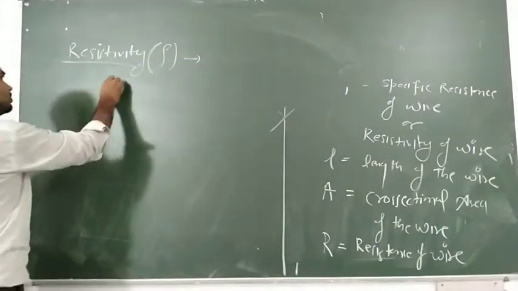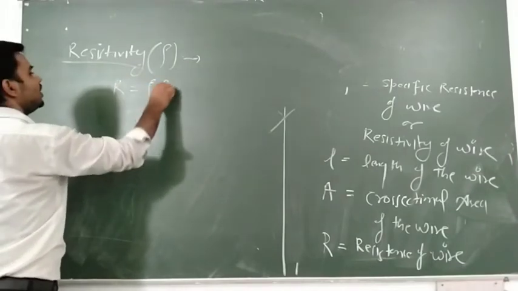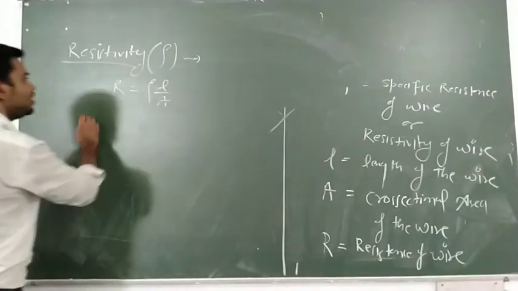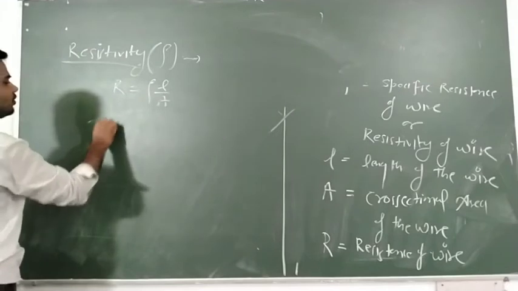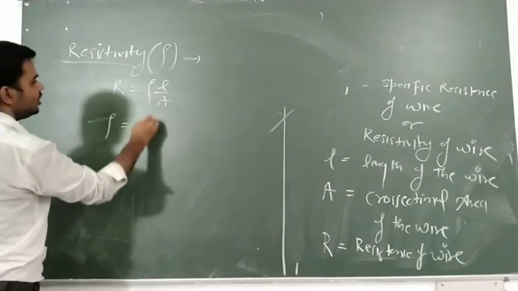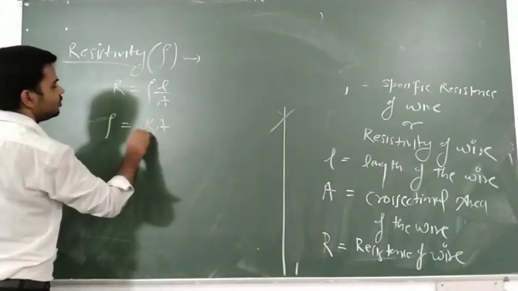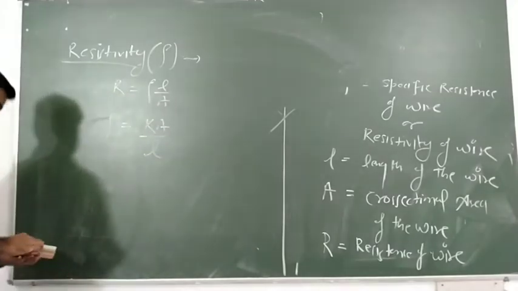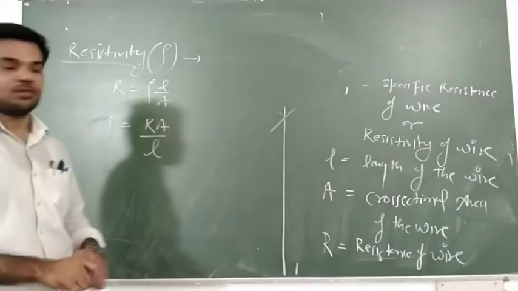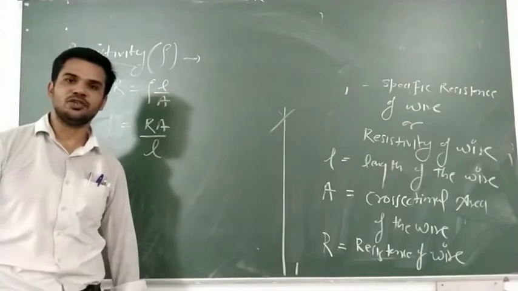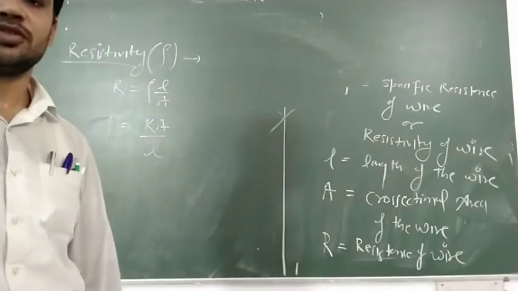The formula is here. R equals rho L upon A. Just convert this relation as a formula of rho. You will get rho equals R into A upon L, like this. Both the formulas are same actually.